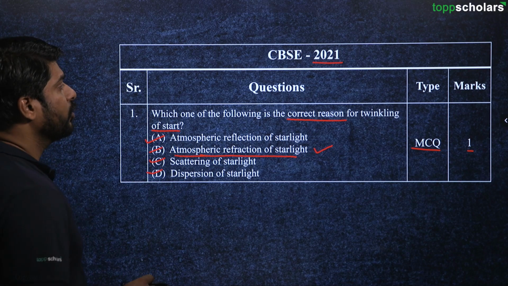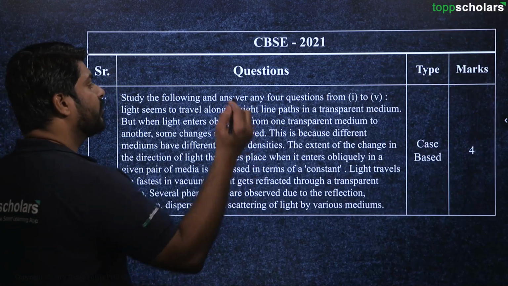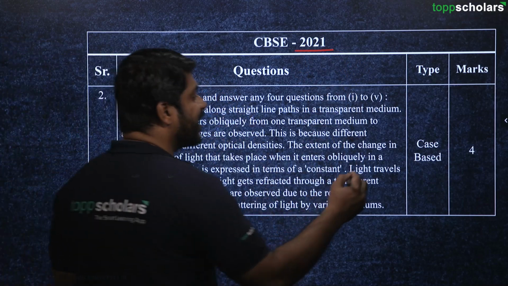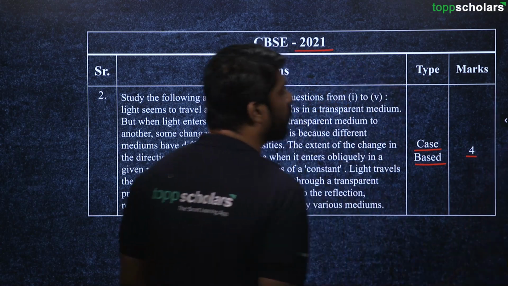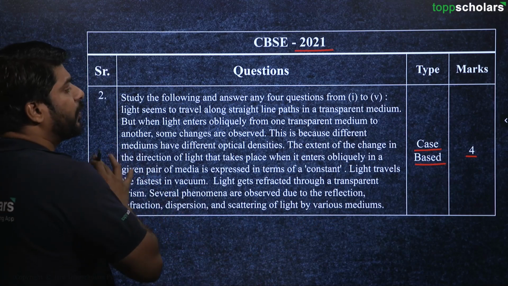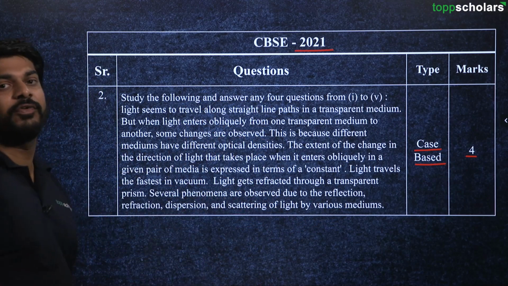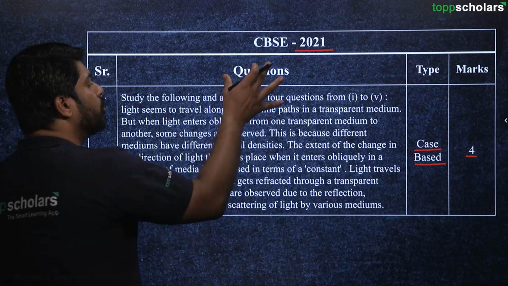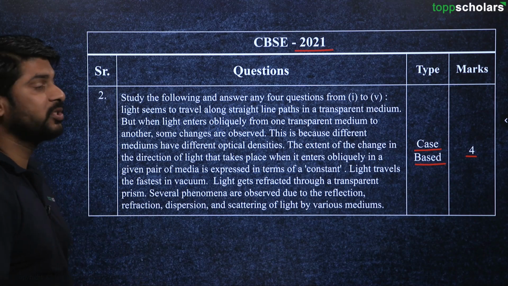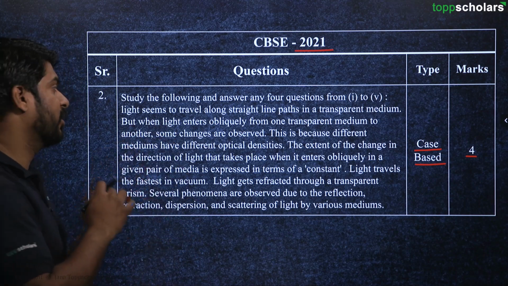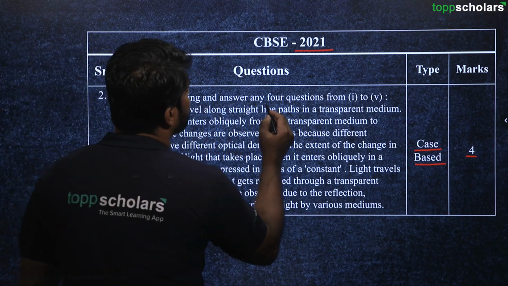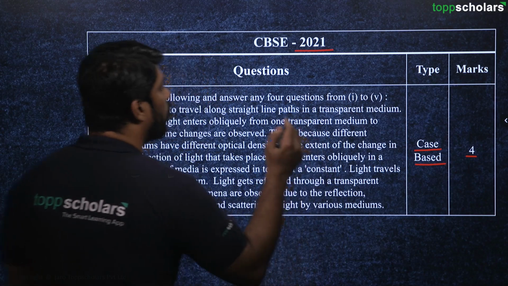Okay. Moving on to the next question, again from the year 2021. So it's a case based 4 mark question. Okay. So here some case is given, a large paragraph is given, you have to read this paragraph, and from this paragraph, okay, you have to draw some conclusions and then you have to answer the questions that are given below this paragraph. Okay. So first over here, study the following and answer any 4 questions from 1 to 5.